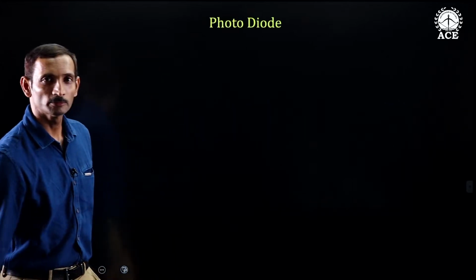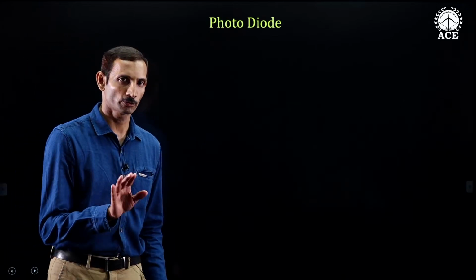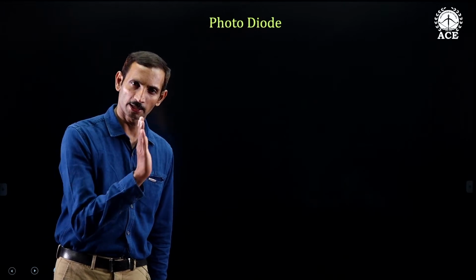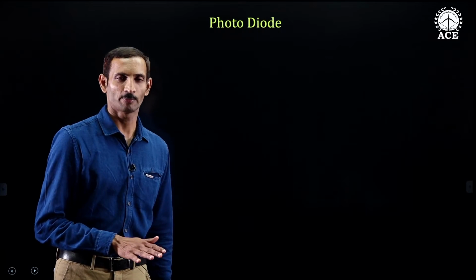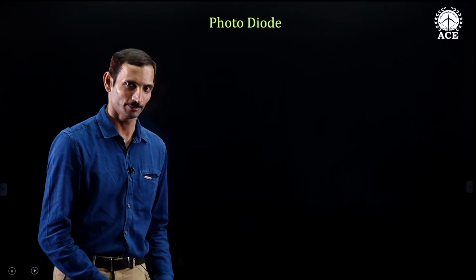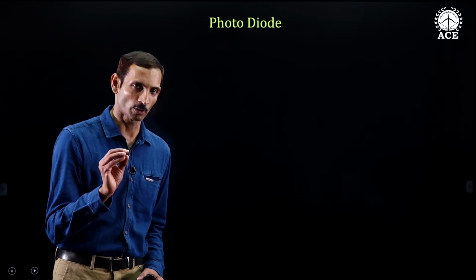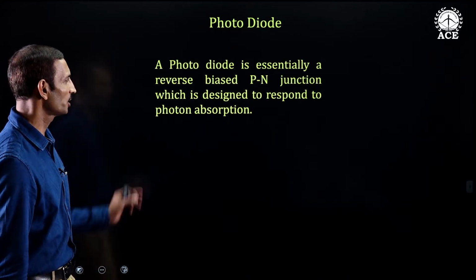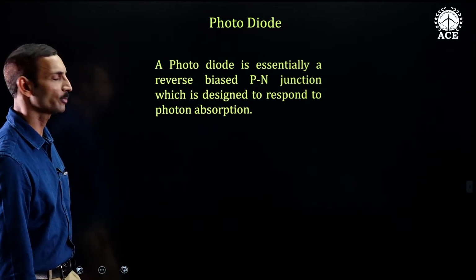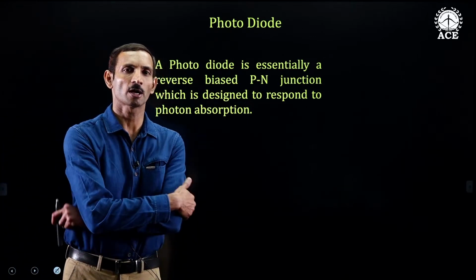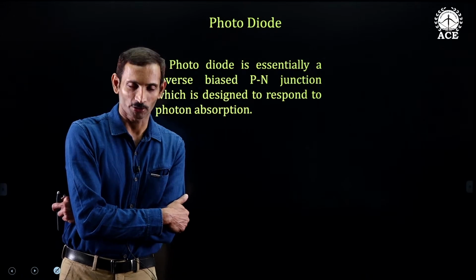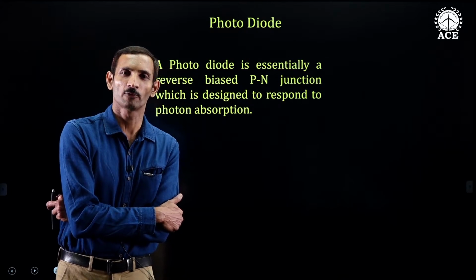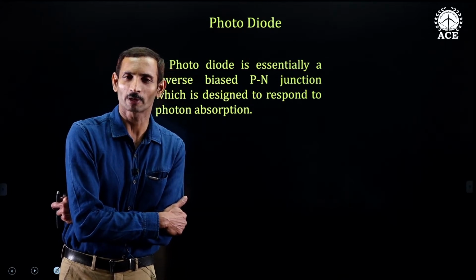Right. Now, just before we go to the PIN diode, there is the photodiode. PIN means positive, intrinsic, negative. But before we understand the PIN diode, we need to understand what is meant by a photodiode. I'll give you an introduction to what a photodiode is, and then we move to the PIN diode. A photodiode is essentially a reverse bias p-n junction diode, which is designed to respond to photon absorption. Generally, photodiodes are used for photodetection, light detection, generally at the receiving end of an optical fiber communication system.